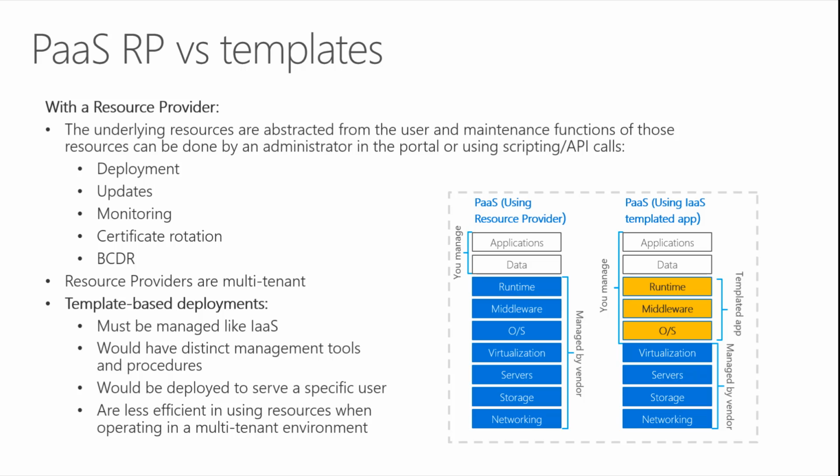Doing template-based deployments is less efficient in using resources when operating in a multi-tenant environment, because imagine if we had 10 tenants or customers, each of them has to replicate this over and over, and then there may or may not be consistency in how well they deploy them, versus if you had an app service that you could provide, you do it once and then many people can access it.